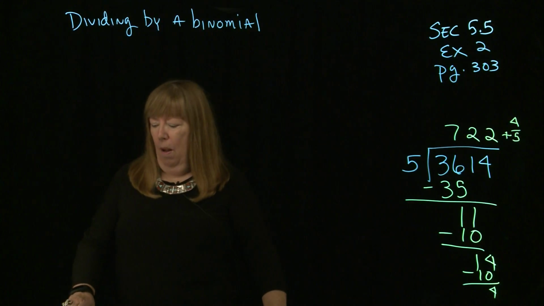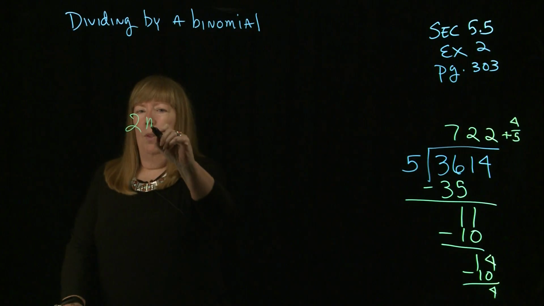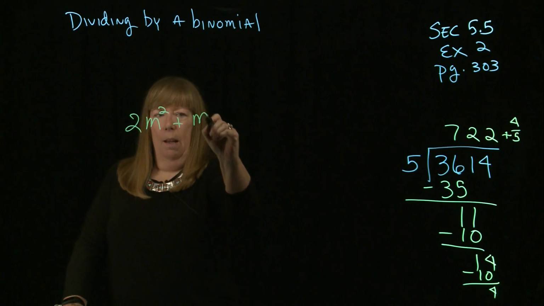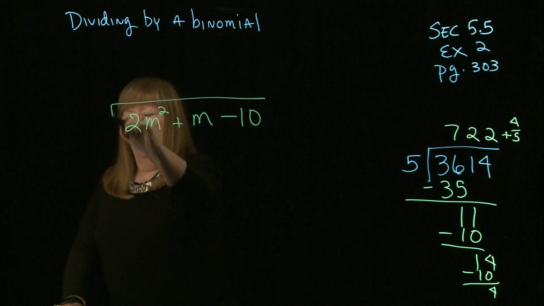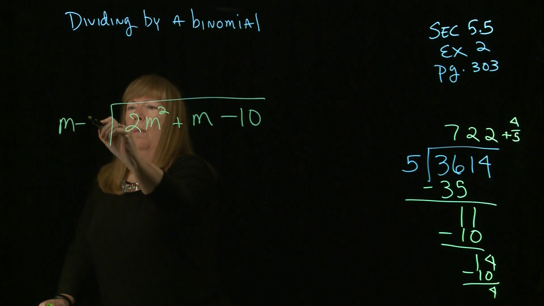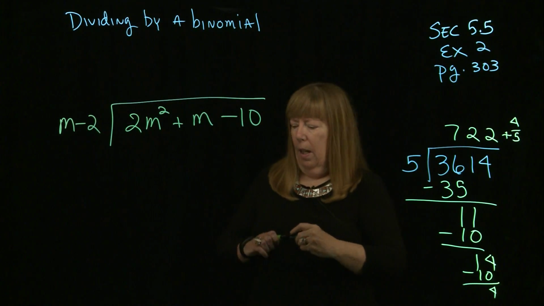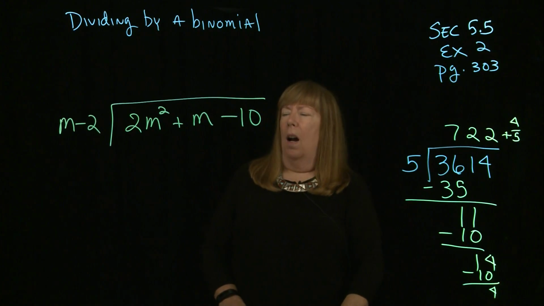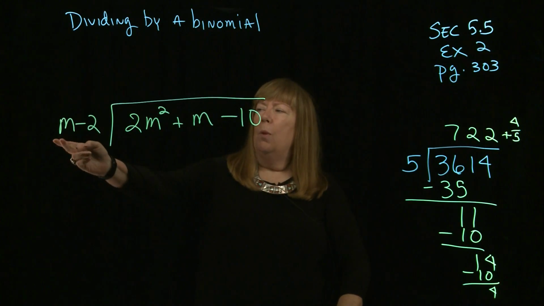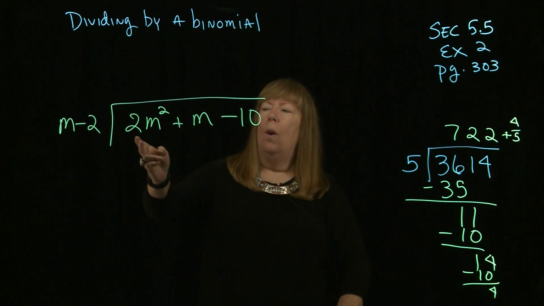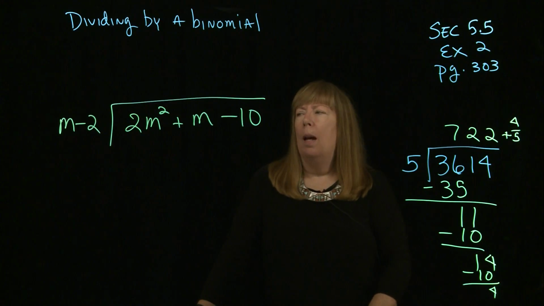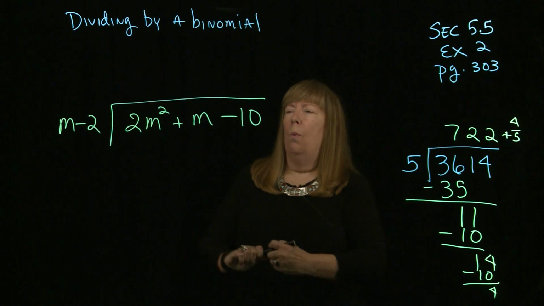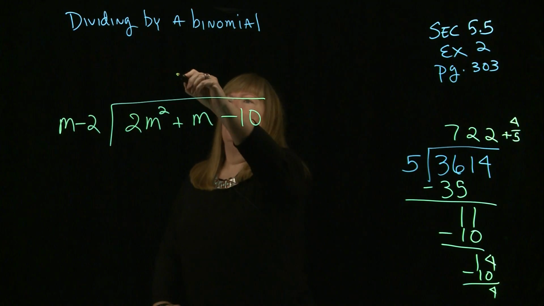Now let's try a polynomial. 2m squared plus m minus 10 divided by m minus 2. Okay. Steps are still the same. Step 1, divide. What would you have to multiply by m if you wanted to end up with 2m squared? Well, you'd need 2m.